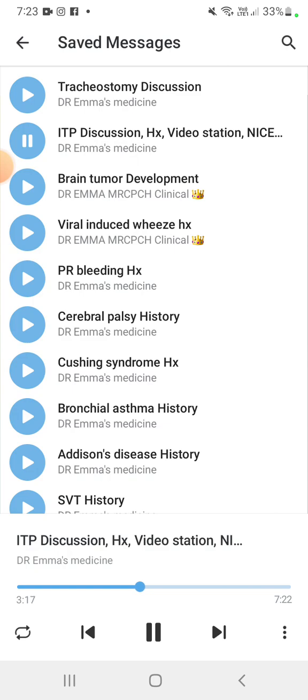So this is the history we will ask. Then they ask how you can manage this patient. After history taking, we will examine the patient. For ITP we examine the rash, CNS, fundus, mucous membrane, and the abdomen. And if they tell you about the general condition, for a rash you need to examine.